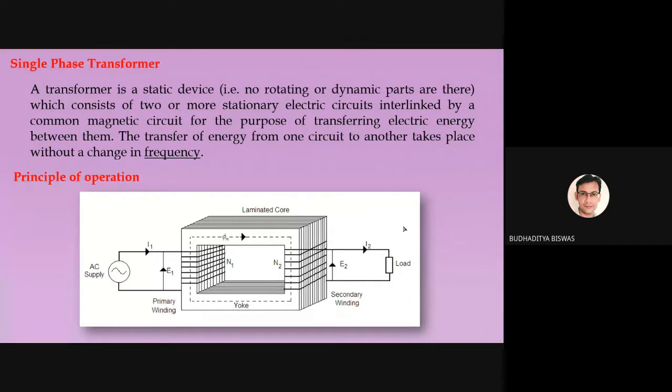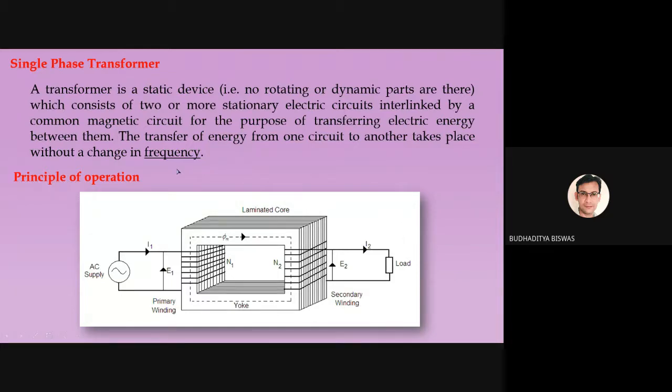Now, what is the definition of the transformer? According to the definition, it's a static device. What is called a static device? Static device means inside this transformer there are no rotating parts, like a machine. In case of a generator or motor, there is a rotating part. Something is rotated inside this device, so this is called a rotating device. But the transformer is a completely static device. There is no rotating part or dynamic parts inside this transformer.